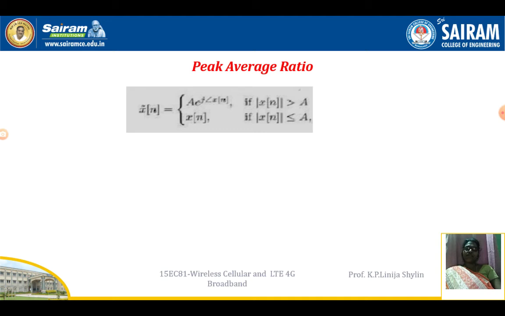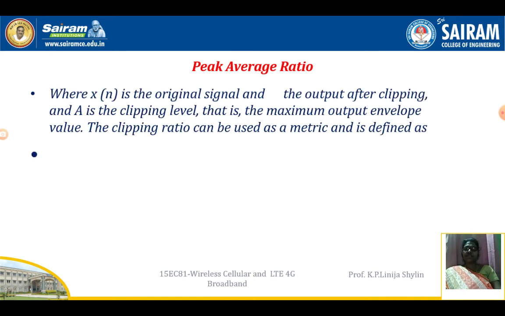x bar of n is defined under two conditions. If the magnitude of x of n is greater than A, then it is A times e to the power j times the angle of x of n. But if it is less than or equal to A, then x bar of n is equal to x of n. Here x of n is the original signal, x bar of n is the output after clipping, and A is the clipping level, that is, the maximum output envelope value.